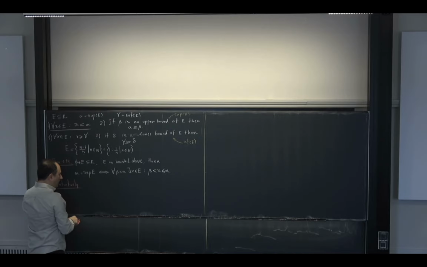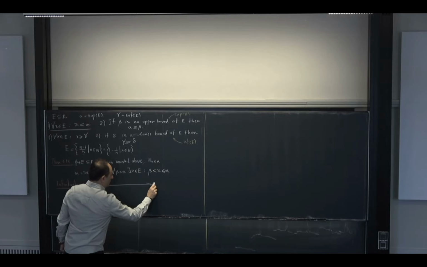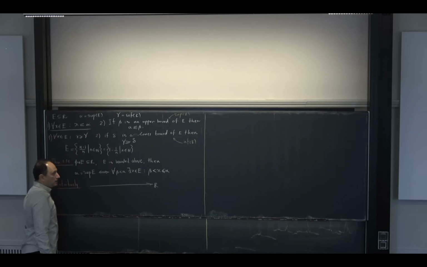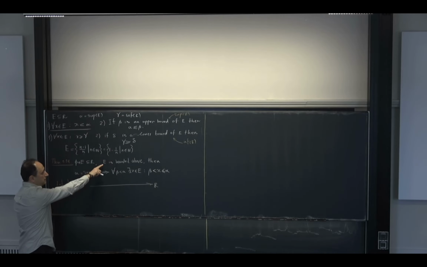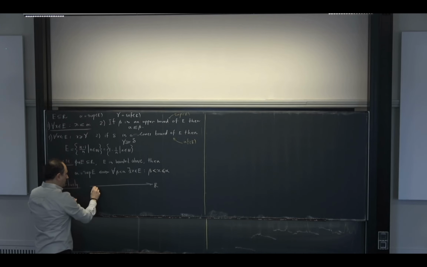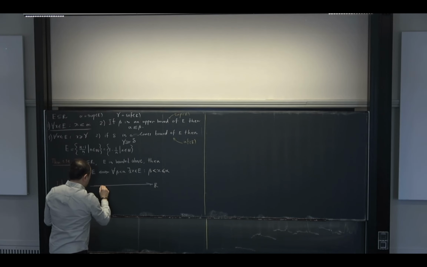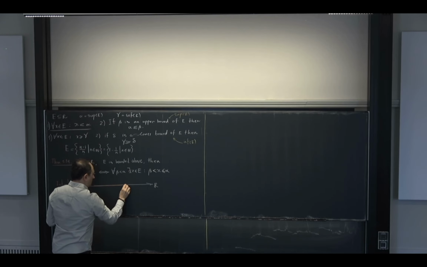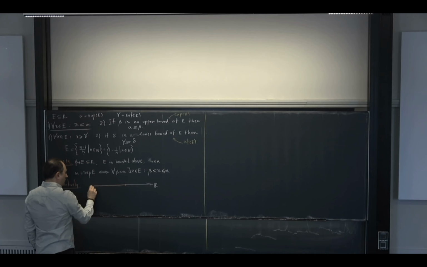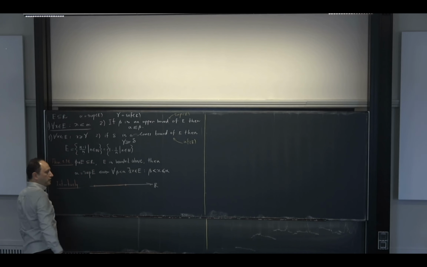So here I have the set R and I have a subset which is not empty and it is bounded above. For example, let us visualize it like this. Okay, and it continues forever from this side. For example, this is my E.